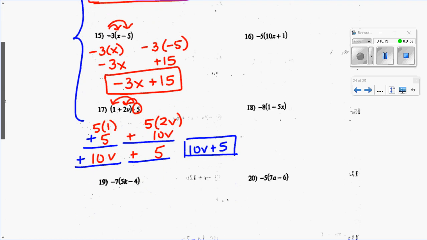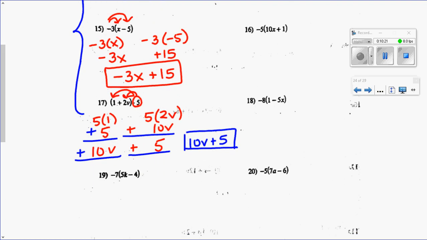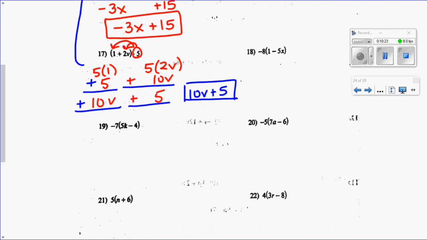Okay, this will be the very last example. If I said that already, I apologize. I'm going to do 19 with you, and we're going to write it two ways. So first, we're going to do negative 7 times 5k, and that's negative 35k. Then we're going to distribute the negative 7 to the negative 4, and that's positive 28. Okay, so I can actually write these two, negative 35k and positive 28.